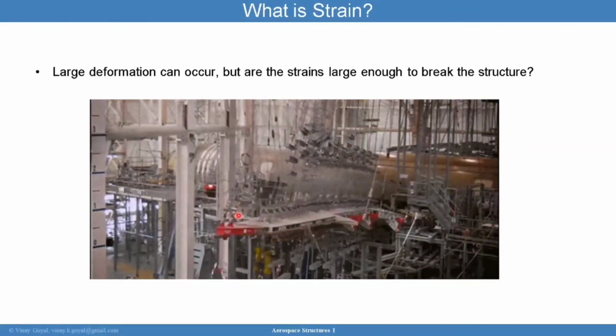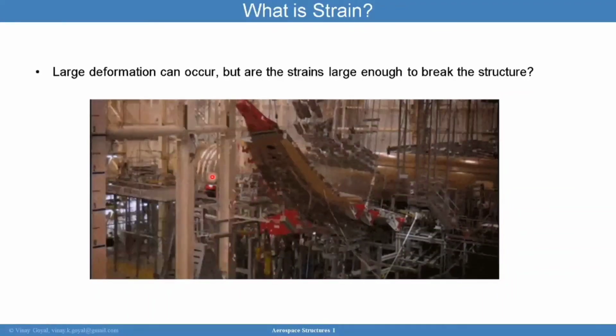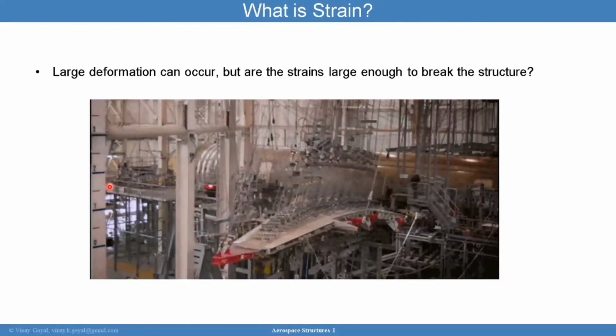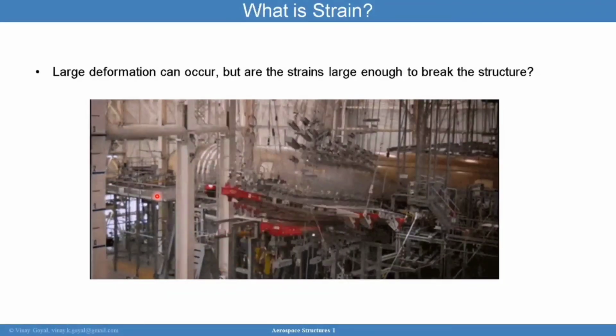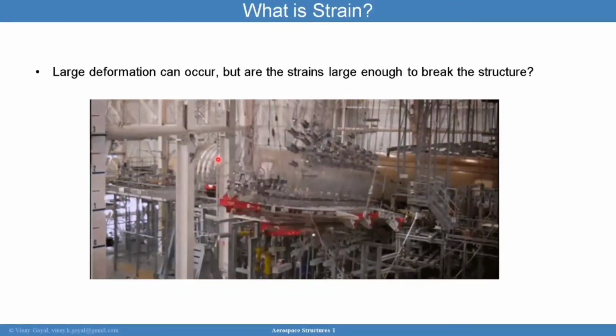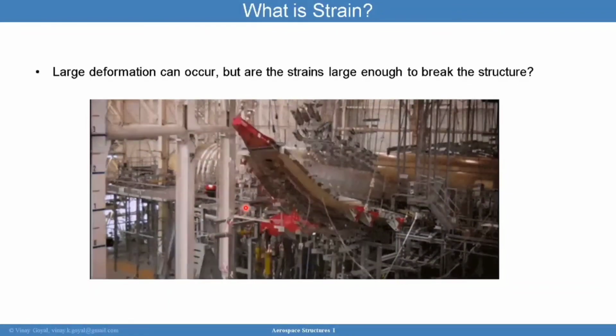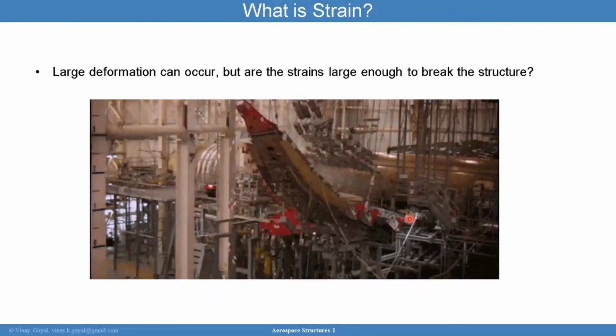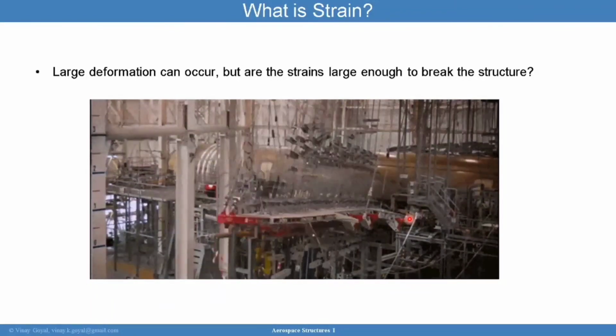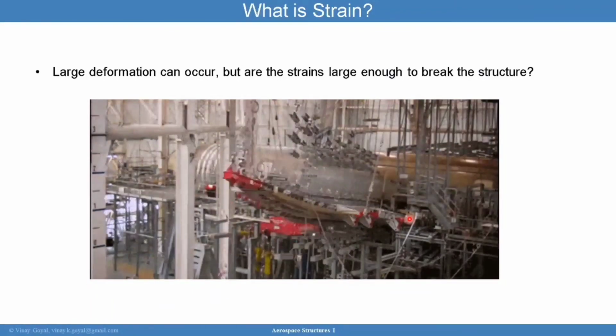But just because the wing deflects a lot, it does not mean that that's where it's going to break. Because you can have large deflections, yet the strains in that local area could be lower. In fact, very likely the highest strains are towards the root of this wing, as that must carry the highest bending moment.